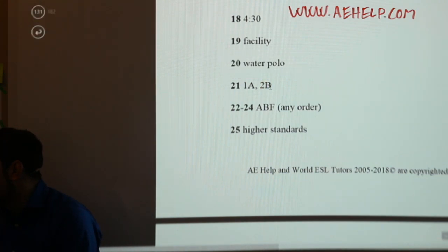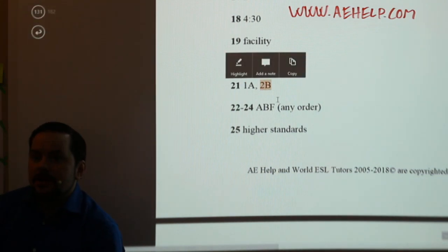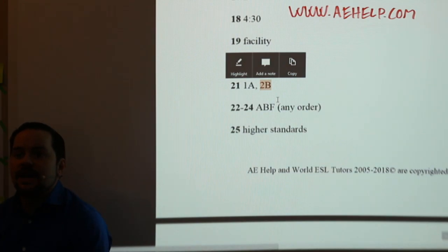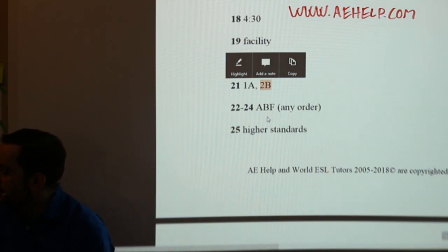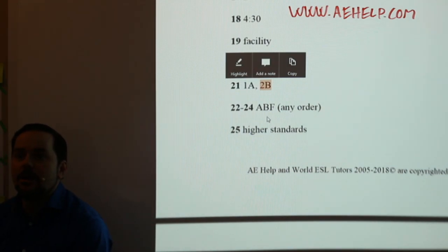21-2 is B. Now, in the IELTS, of course, you have to get both of these correct to get the answer correct. So don't write A for both or B for both. You have to get both of them right, okay? Number 22 to 24, the order doesn't matter on your answer sheet in this case, so any order is okay. A, B, and F are the 3 correct answers here.